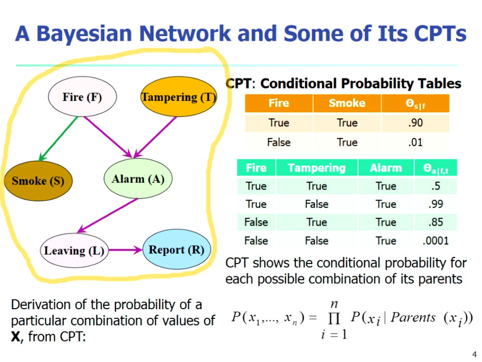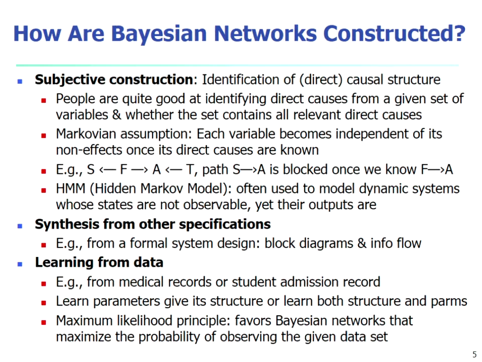For example, here, for smoke, we have the parent fire. For alarm, we have fire and tampering. After that, we can derive the probability of a particular combination by the product of the probability of xi given the parents of xi. So the probability of xi given the parents of xi can be extracted from the conditional probability tables. Okay.